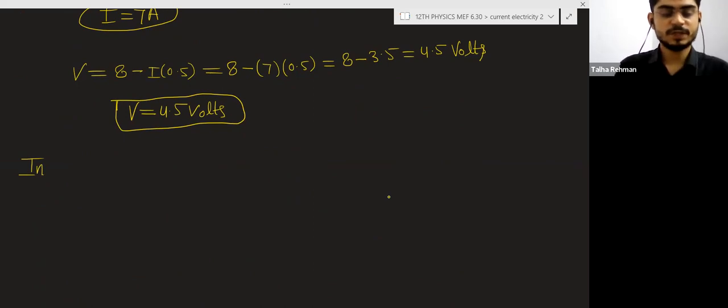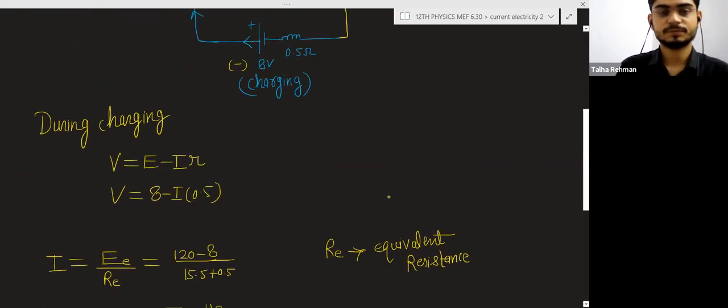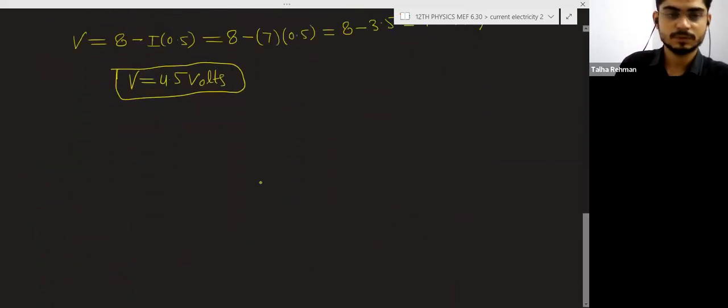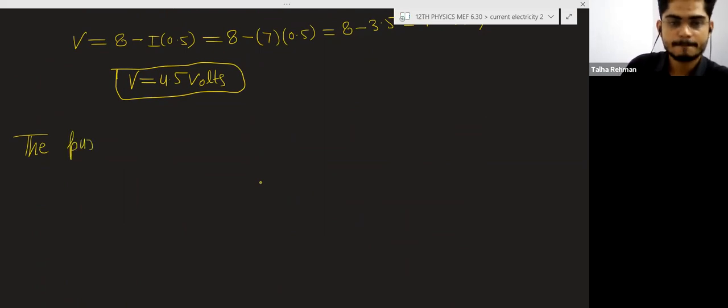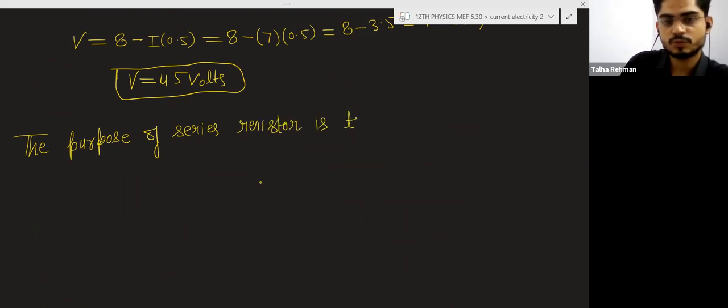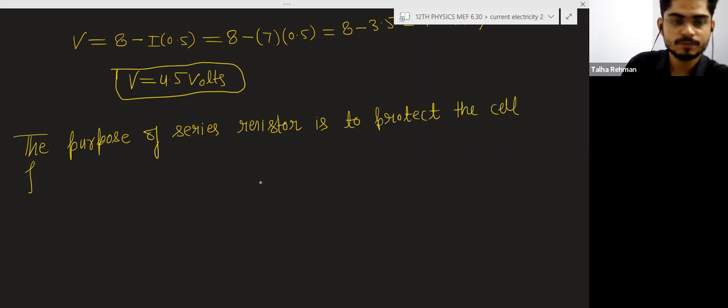So the purpose of series resistor, you will write: the purpose of series resistor is to protect the cell from large current.